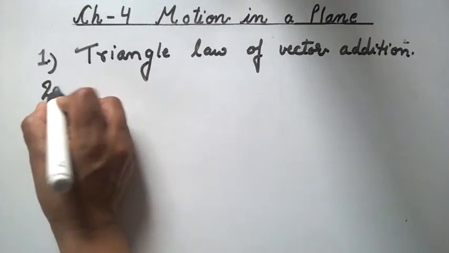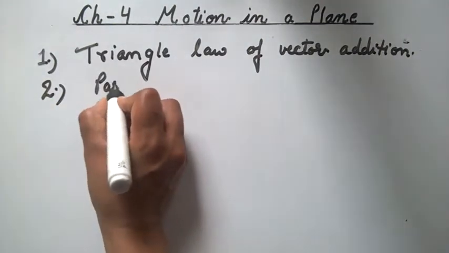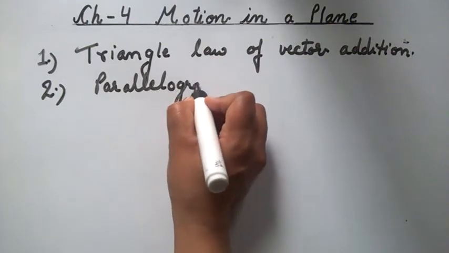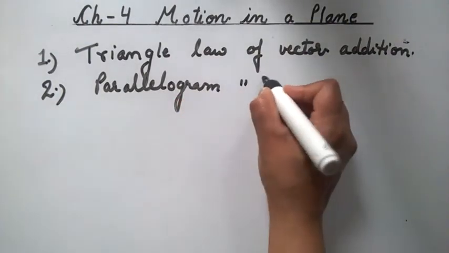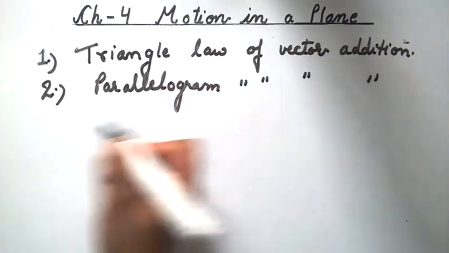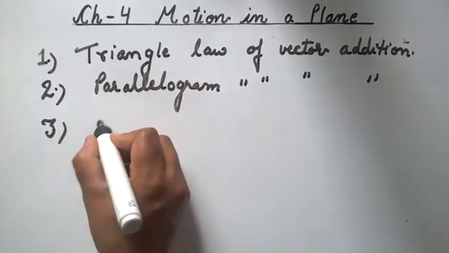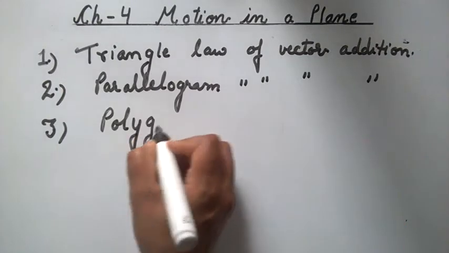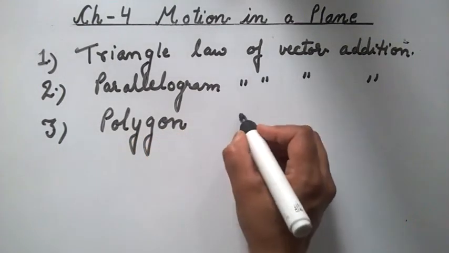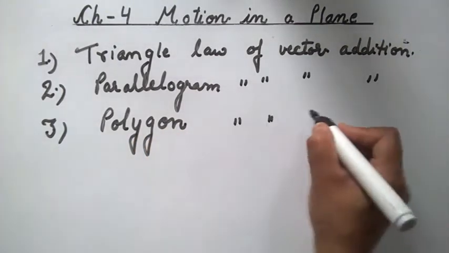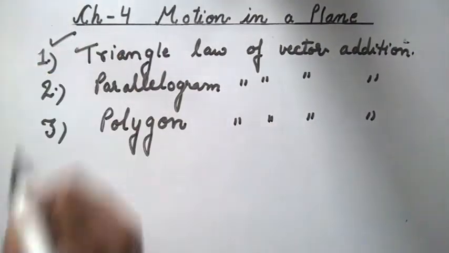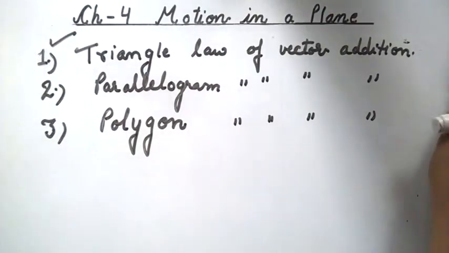Second is parallelogram law of vector addition. And the third one is for more than two vectors, we will add by polygon law of vector addition. Now let's understand triangle law of vector addition in detail.